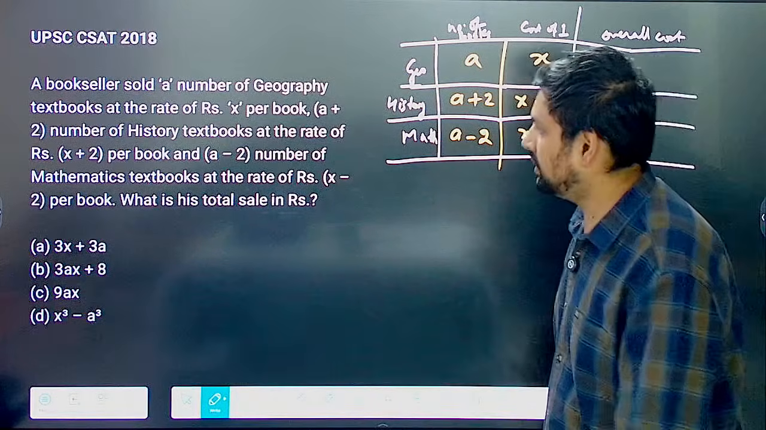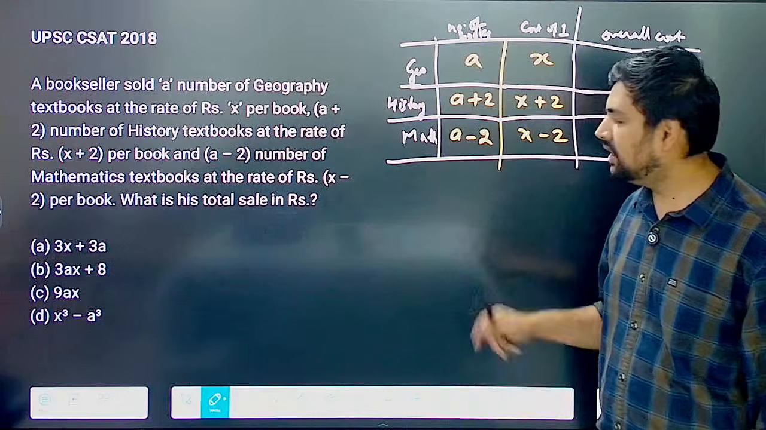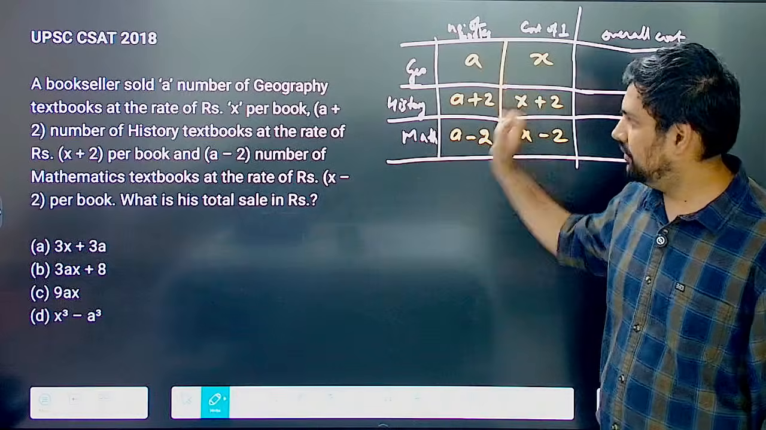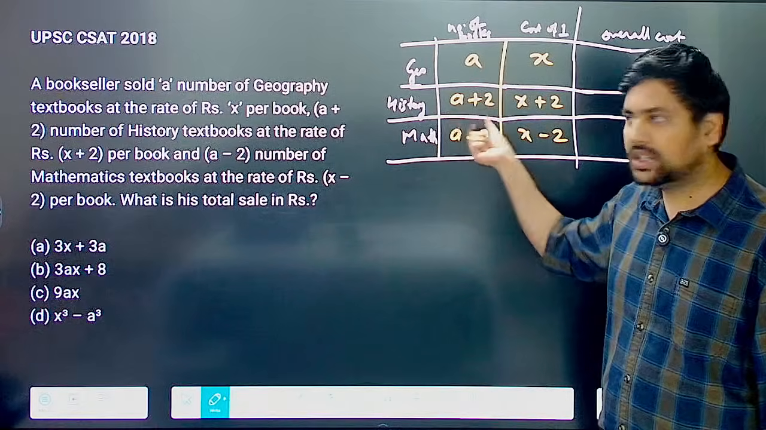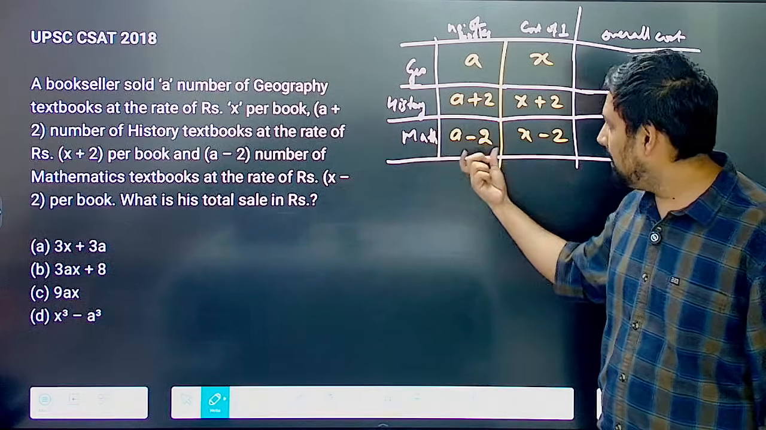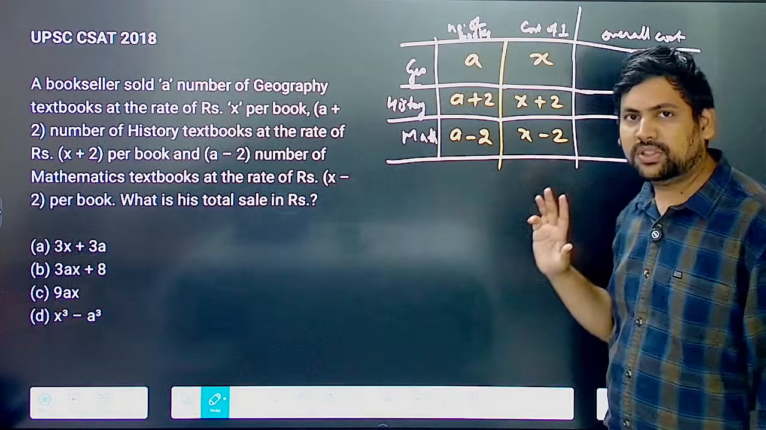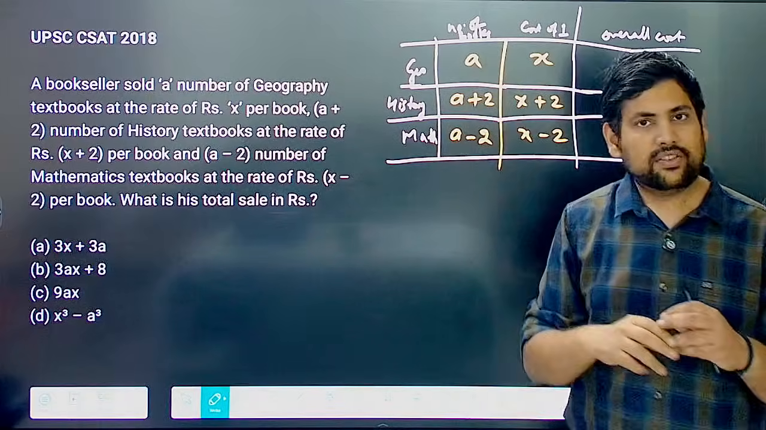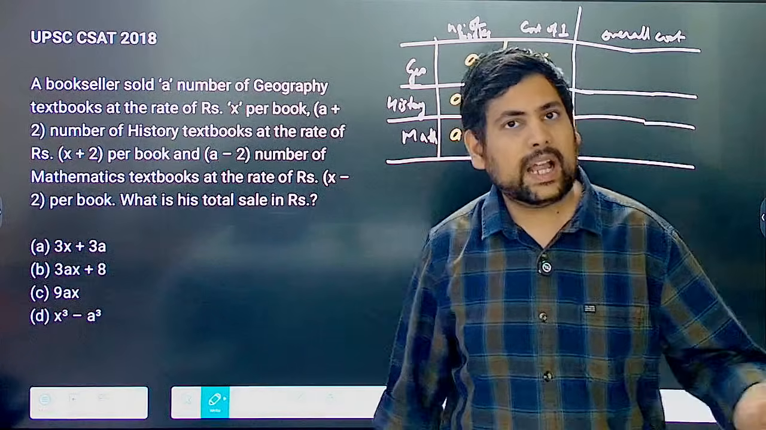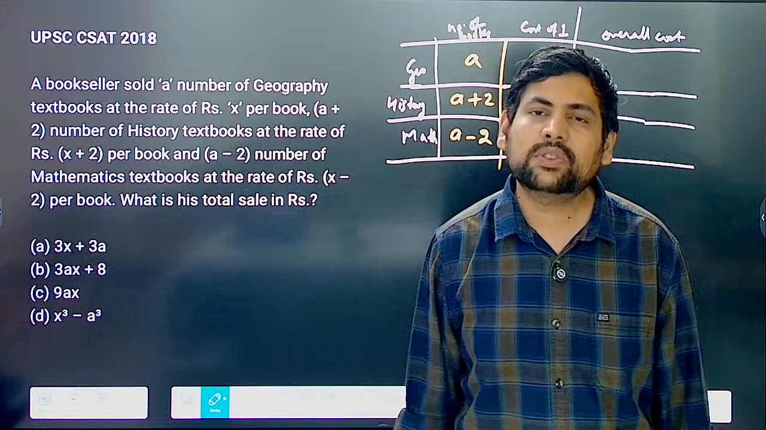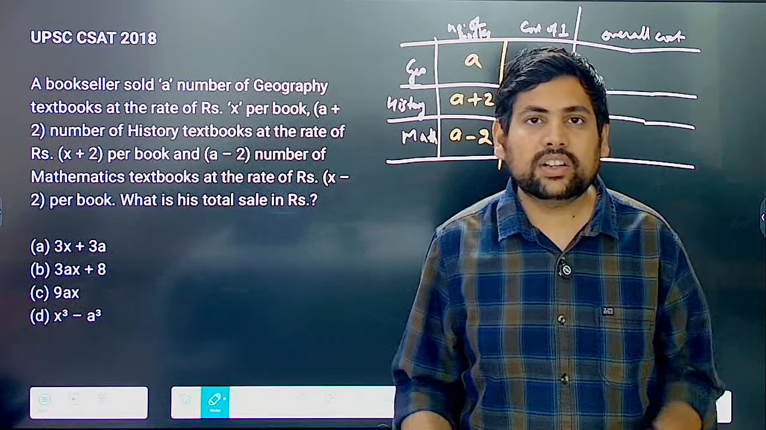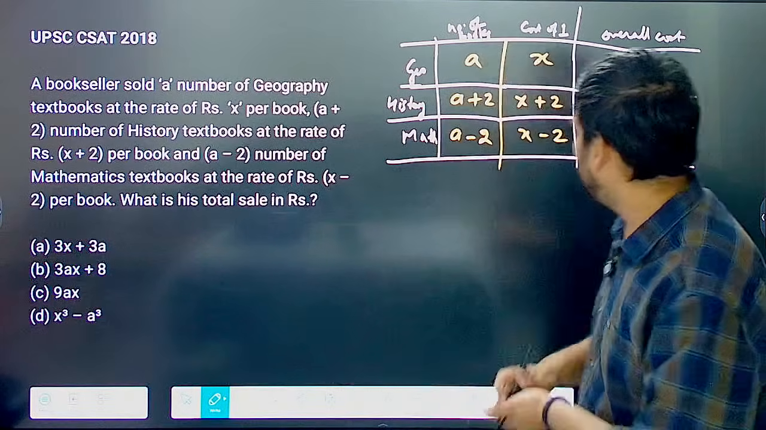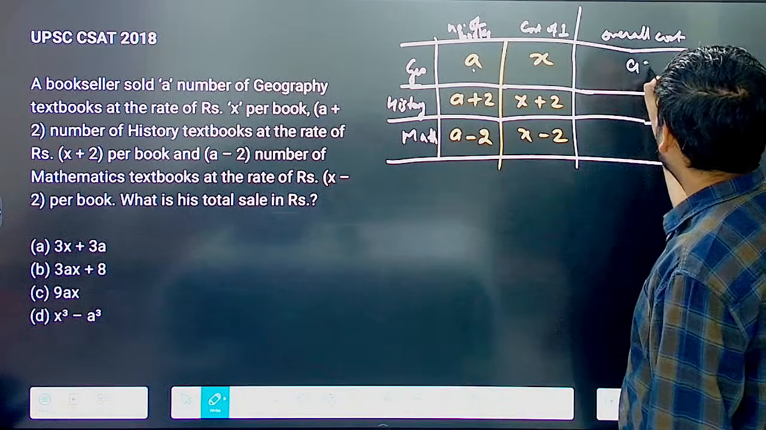Okay, so this is the question. I have drawn this up in table form. There are A geography books of X rupees each, A plus 2 history books of X plus 2 rupees each, A minus 2 math books of X minus 2 rupees each. Now, how much do you spend on each of them? So, if let's say one geography book is 100 rupees, I buy 3 geography books. So, how much will I have to spend? 300. How did you calculate this? 3 into 100. It is number of books into cost of one book. So simply A into X, this gives you AX.